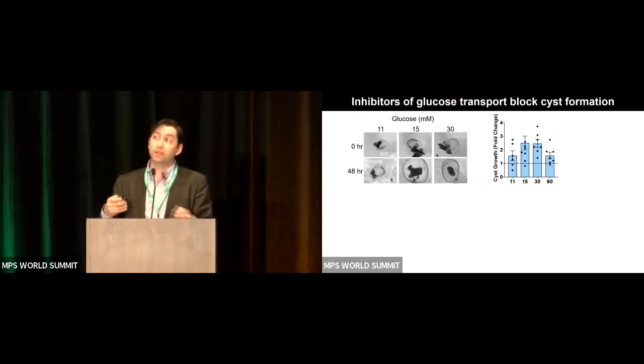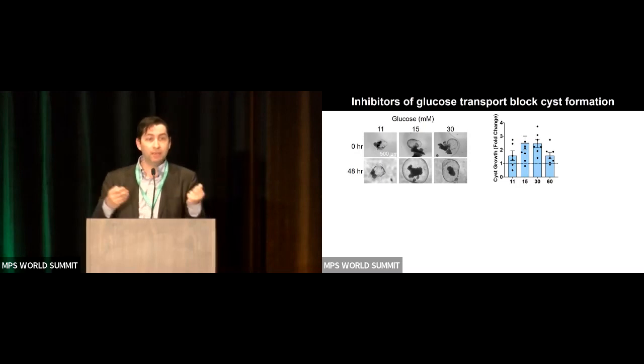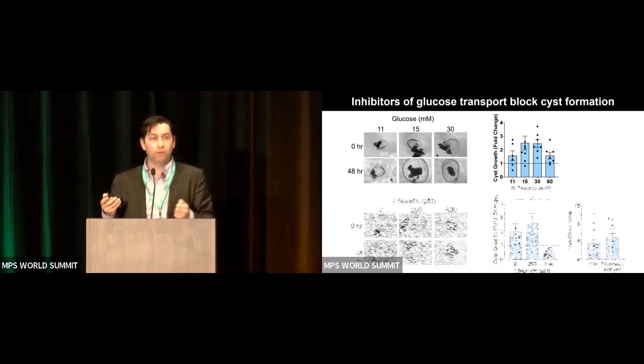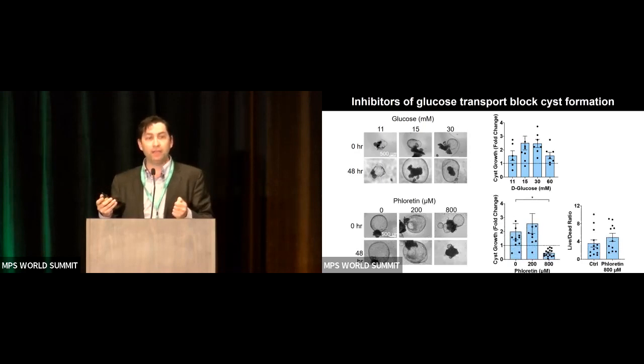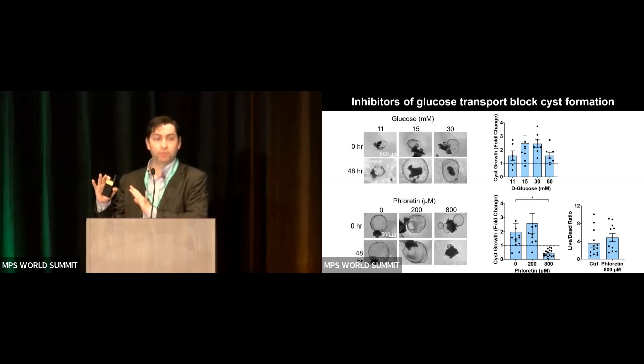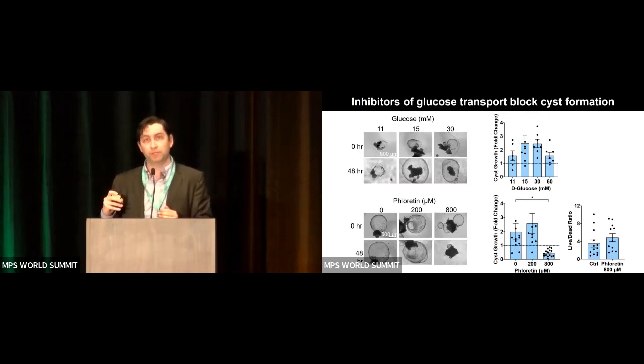So this then led us to the question of whether we could simply inhibit glucose transport and block cyst formation. And indeed, what we observed is that when we added in glucose to higher levels, we saw increased cyst growth. And when we blocked glucose absorption using Phlorizin, which is essentially a broad spectrum inhibitor of glucose transport, we could dramatically reduce cyst growth. So this was about a 70% reduction in the expansion rate of these cysts. It actually went below the baseline.